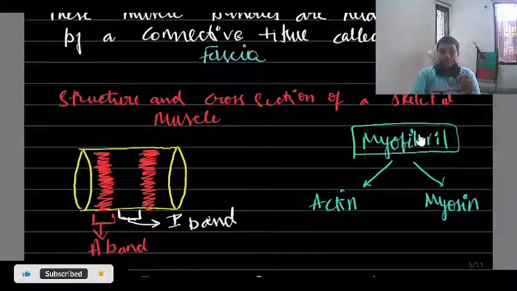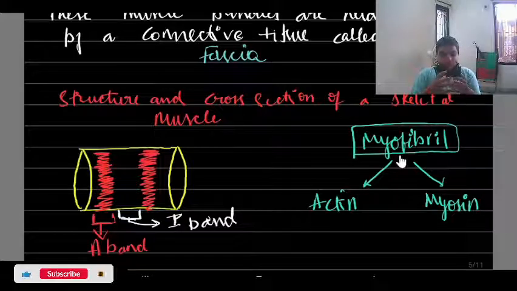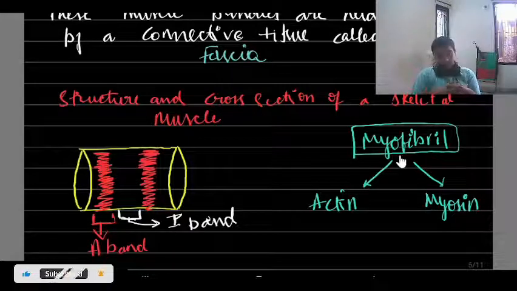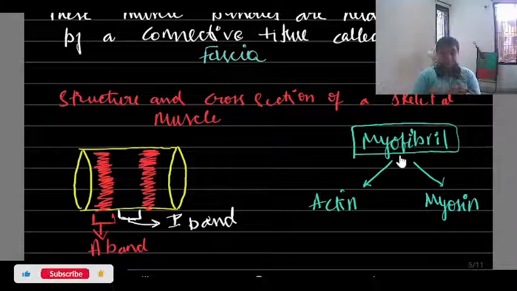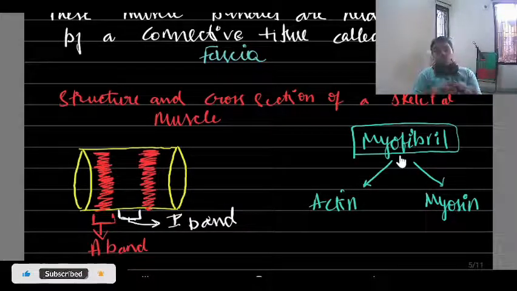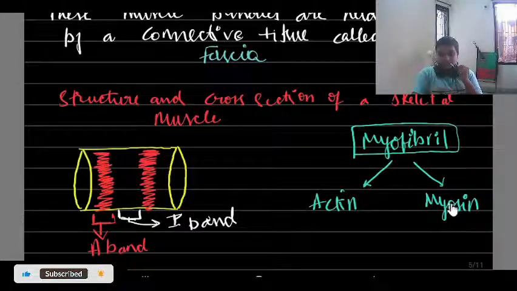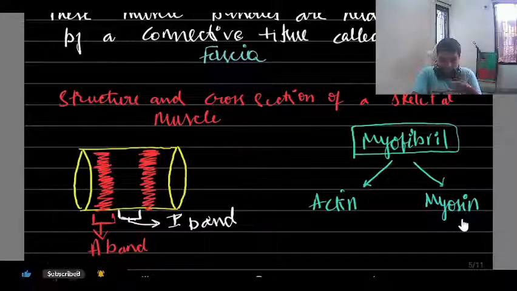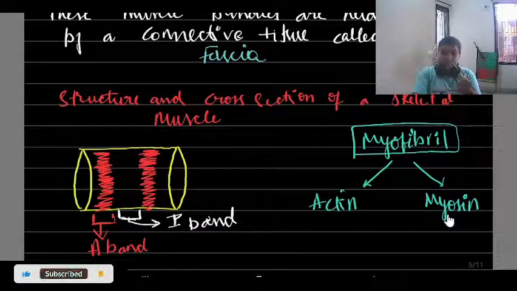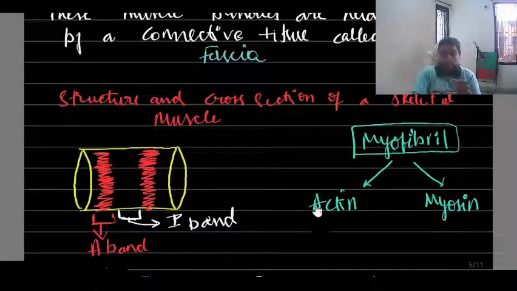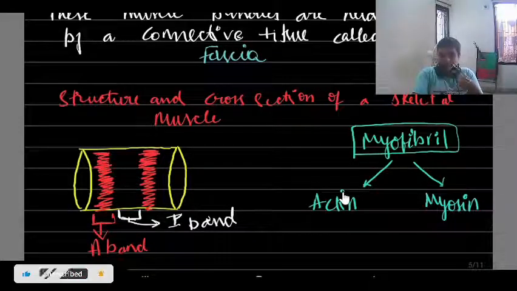Now, a myofibril is a group or aggregation of contractile proteins, and we have two types of contractile proteins. The first one is myosin. A little later we will be discussing these. Myosin is the primary contractile protein, and actin is the secondary contractile protein.